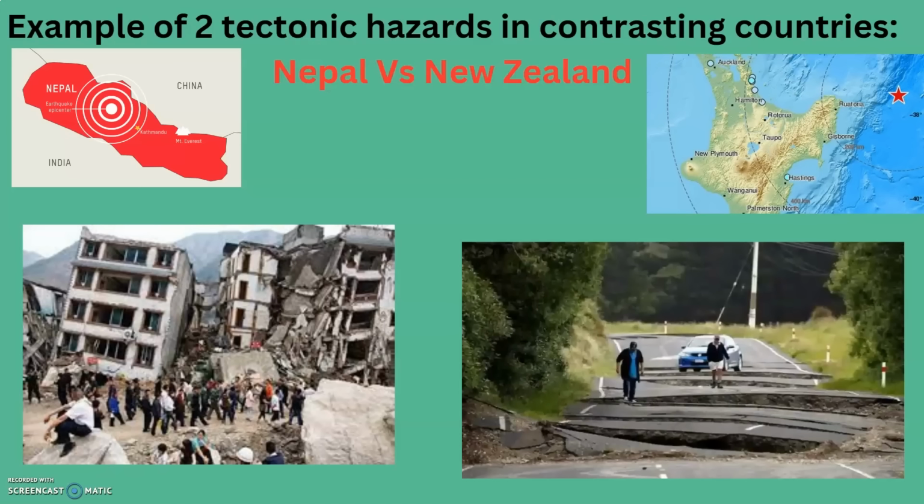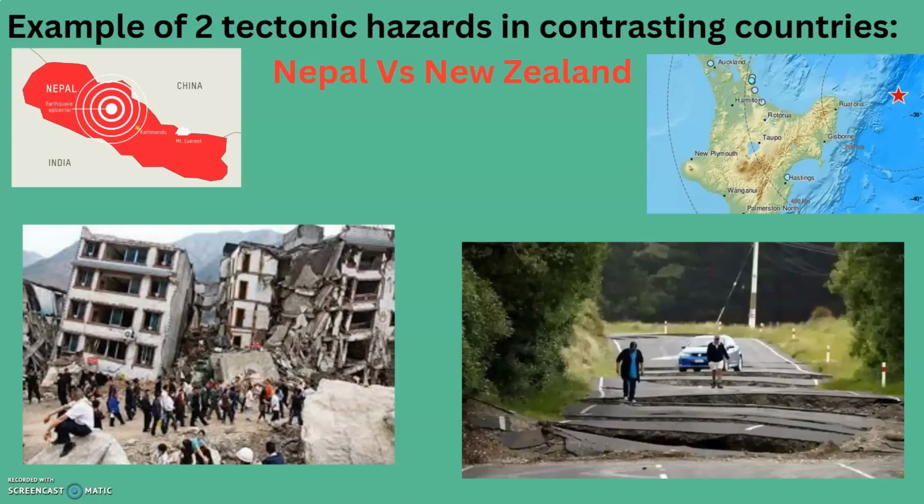Now, that was just background information. The specification requires you to know the effects and the responses. Now, the effects are divided into two: primary effects and secondary effects. So primary effects are what happens immediately after. Things like deaths, destruction of buildings, like that. So in terms of Nepal and New Zealand, we have to be comparing them.